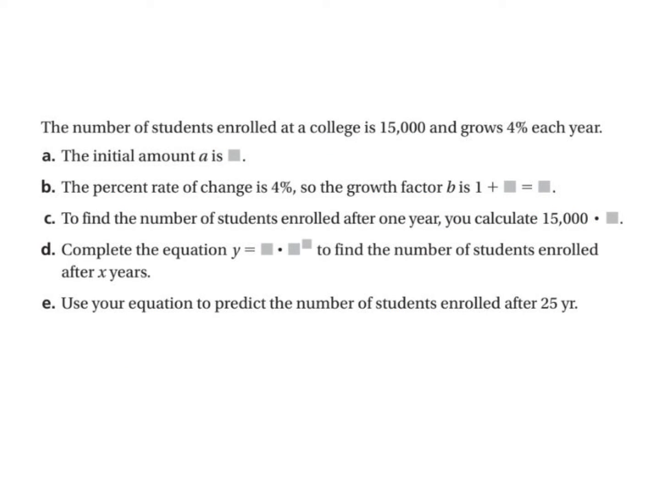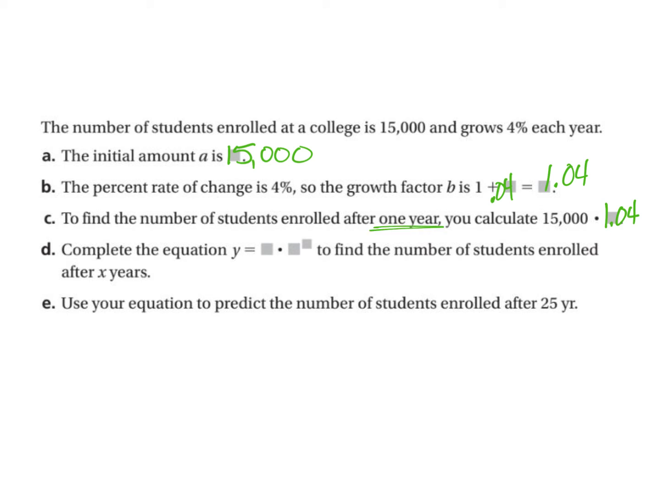So here we can use this situation to help us write an equation. It says the number of students enrolled at a college is 15,000. So that's going to be our initial value. The percent rate of change is 4%, so it's a growth factor. So it would be 1 plus 0.04. So this would be 1.04 as the change. To find the number of students enrolled after 1 year, you calculate 15,000 times 1.04.